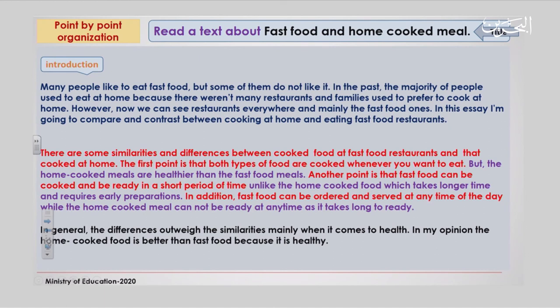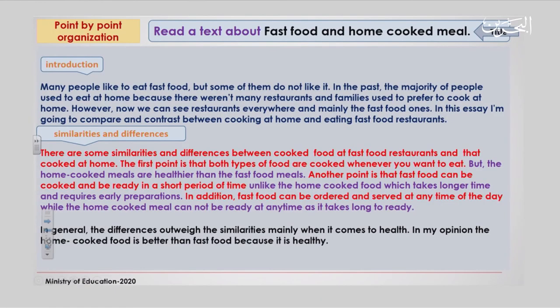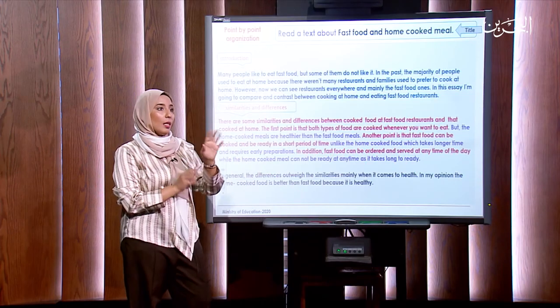Okay, so what do we notice here? The similarities and differences. Why did we call it point by point organization? Because if you look at this method, the red ones are the similarities, followed by the purple, which are the differences. So for example, when I said the first point is that both types of food are cooked whenever you want to eat it, that's true.